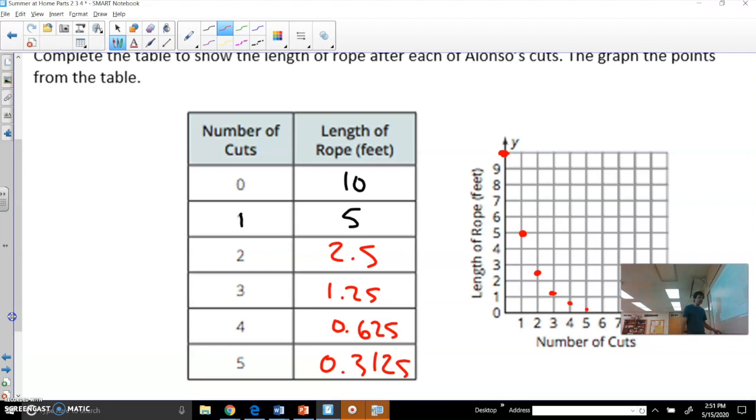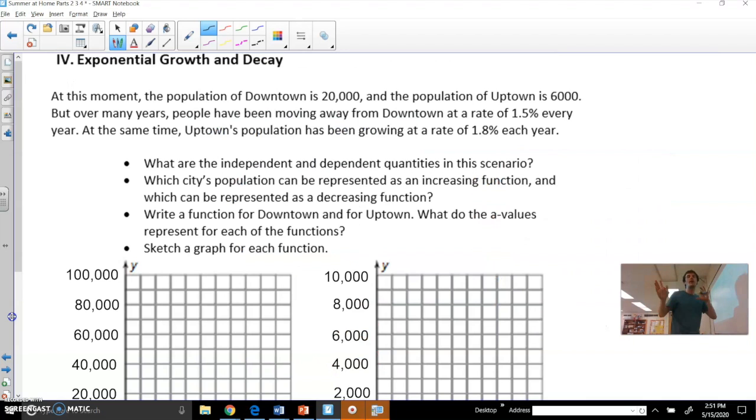Now, we do not want to connect these because this is not a continuous function. At no point is there a 0.1 cut that results in a certain length or anything like that. These are what we call discrete points after we have cut it in integer cuts. There's no infinite possible decimal ways that you can begin exploring that graph in a continuous way.